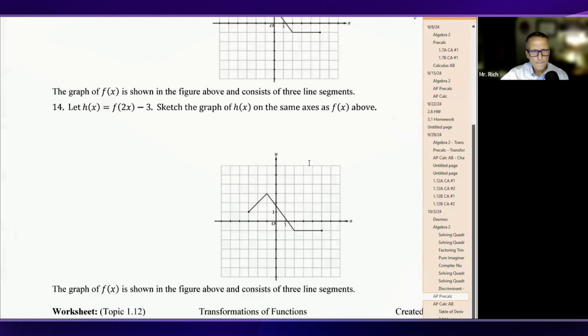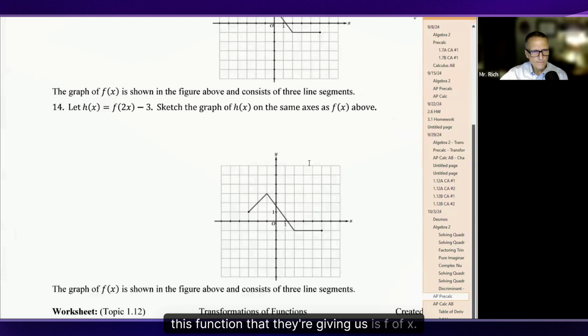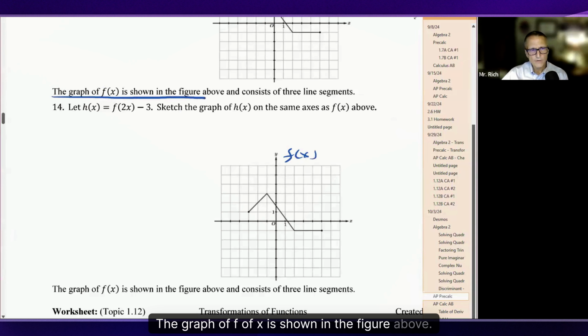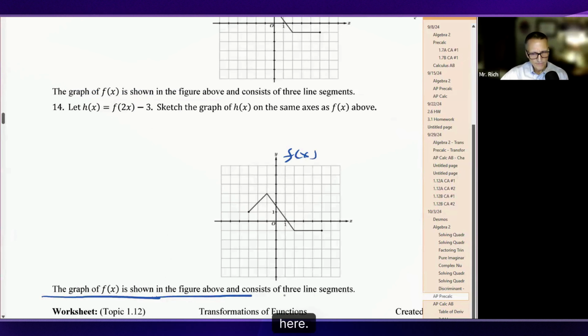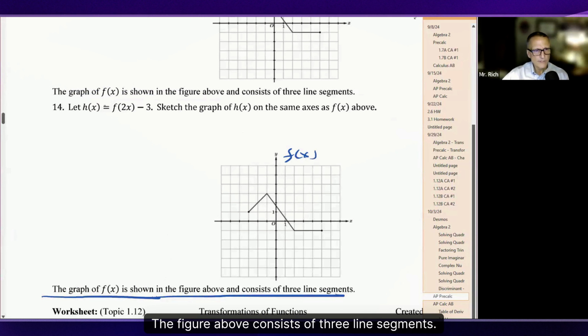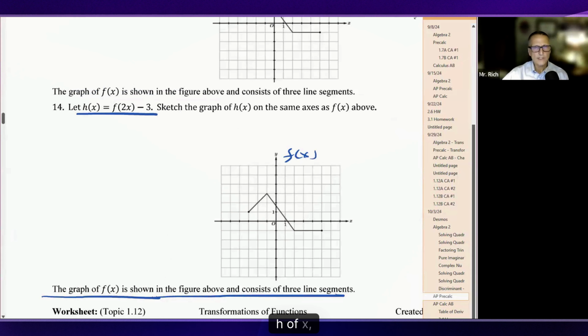But look at this. This function that they're giving us is f of x. They're showing us the graph of f of x. It says the graph of f of x is shown in the figure above. The figure above consists of 3 line segments. It's called f of x, but then they create a new function h of x, which is a transformed version of f of x. And that's what it is right there.